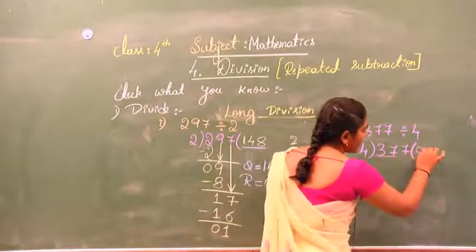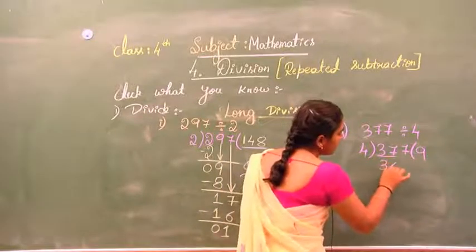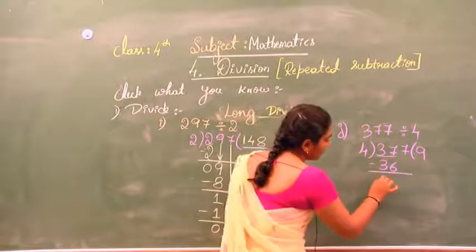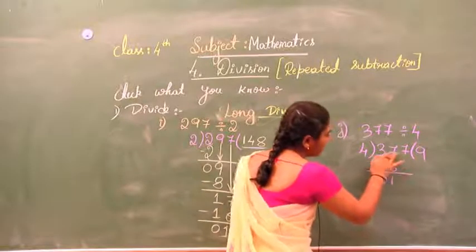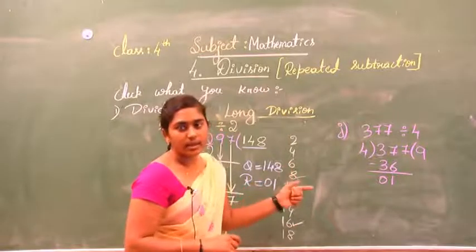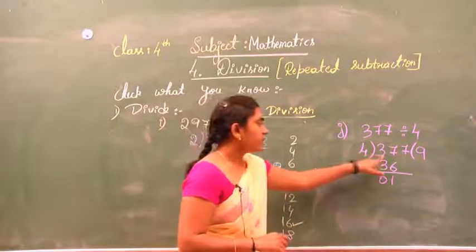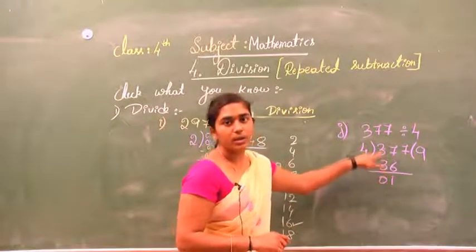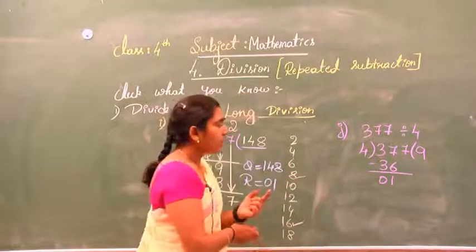is 4 nines are 36. If you subtract, you will get 1. 7 minus 6 is 1. 3 minus 3 is 0. If the first number is small, you need to consider 2 numbers. You need to consider 2 numbers.